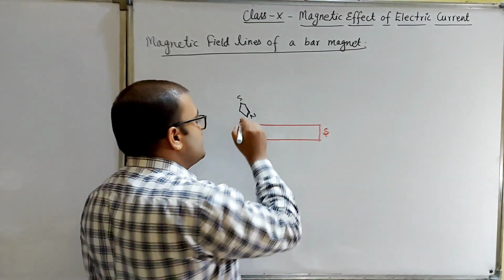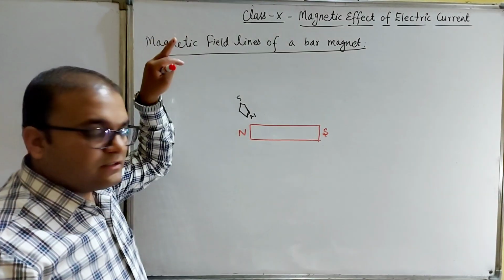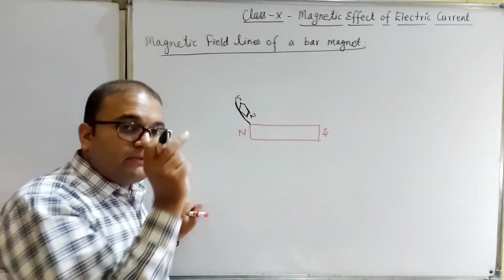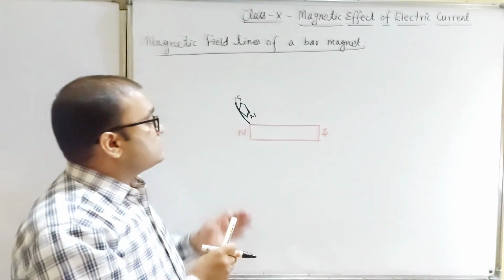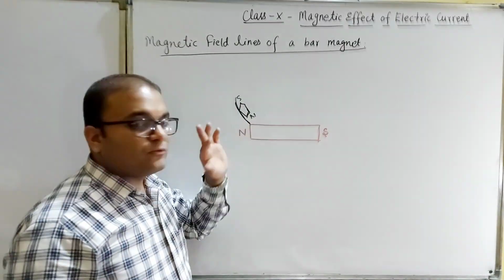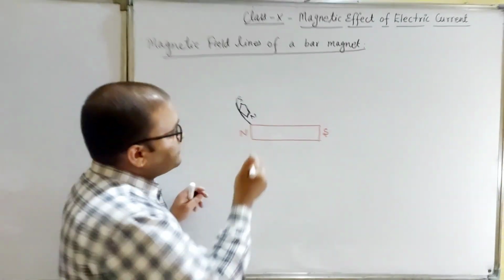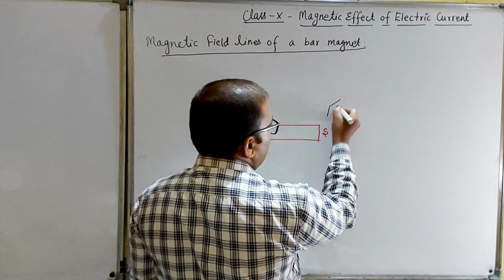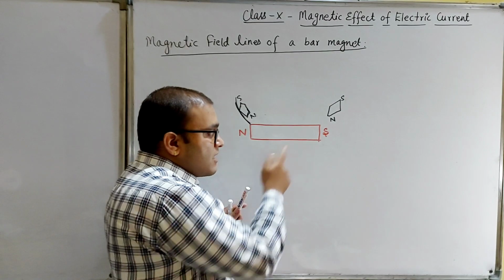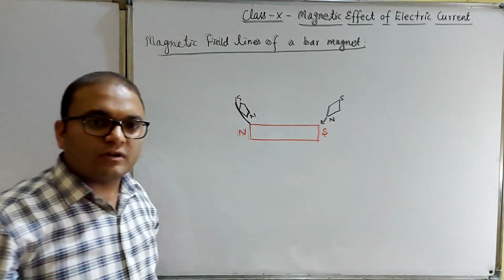Suppose if I place the north pole of the compass needle here, then this pole will repel it. So it means magnetic field lines will be like this; the magnetic field lines will be the path in which the force is exerted on a magnetic north pole, or the north pole of the compass needle would move. Suppose I place the north pole of the compass needle here, then the south pole of the bar magnet will attract this north pole.